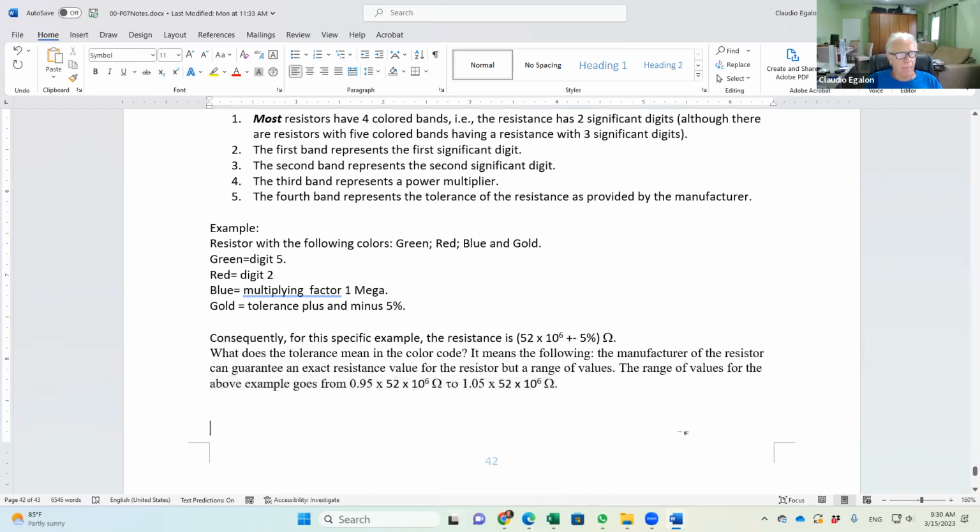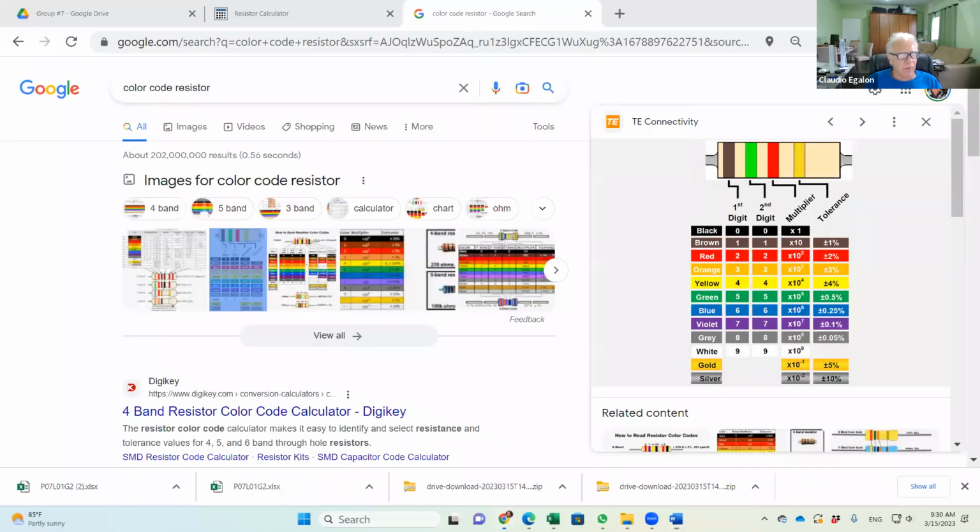Okay. If it's gold, it's 5%. If it's other colors, the percentage is different. Like silver is 10%. And the other values, gray, violet, right? You can see, depending on the color of the tolerance band, you have better or worse tolerances.